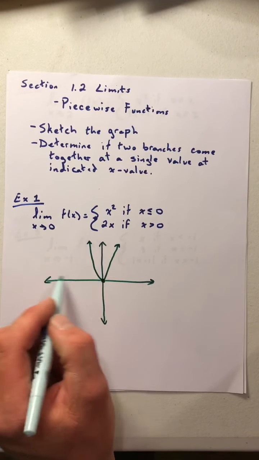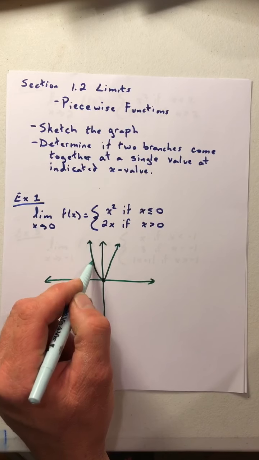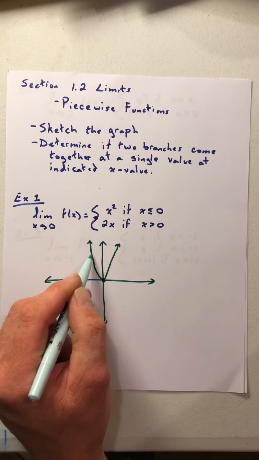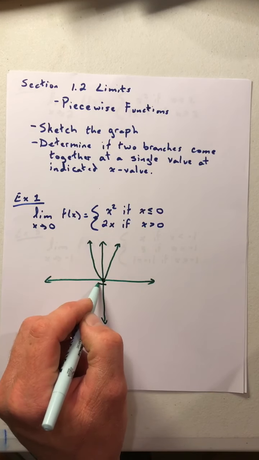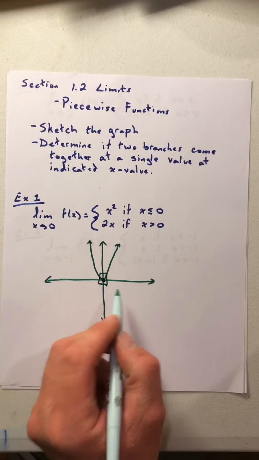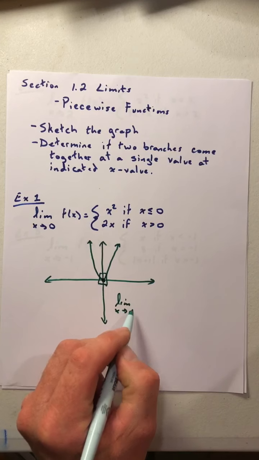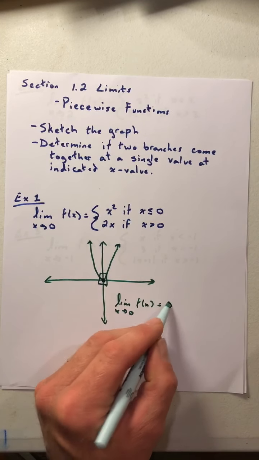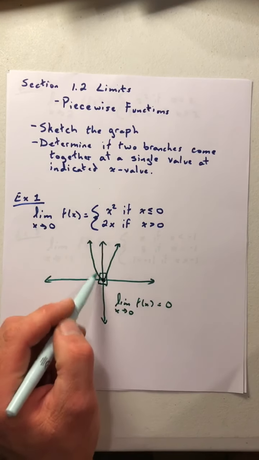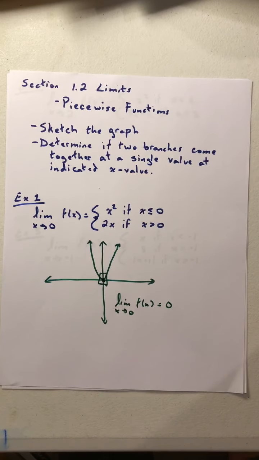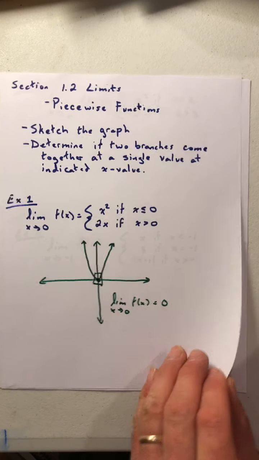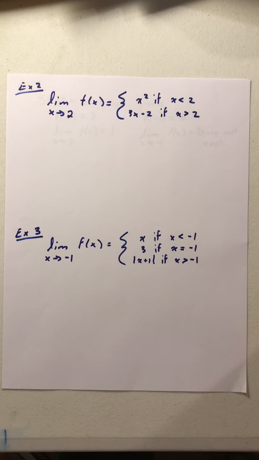As I look at the limit as x approaches 0, I'm looking at my branches as x gets closer and closer to 0, and that value is 0. So my limit as x approaches 0 of that function is 0, because my two branches come to that value of 0. All I want to do today is look at more examples of piecewise functions.